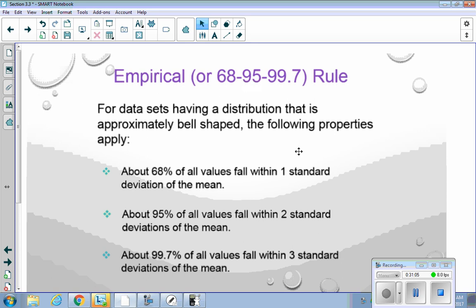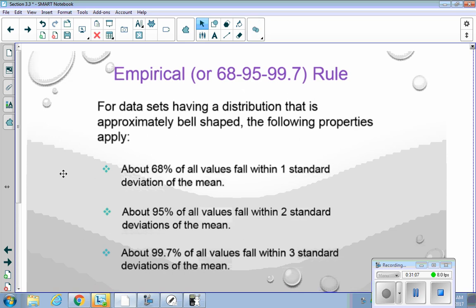So now let's get to the empirical rule. We already said that usual was within 2 standard deviations of the mean, and we can find the max and the minimum of what we say is usual values. But here we're going to put some percentages on it. 68% of all the data is within 1 standard deviation of the mean.